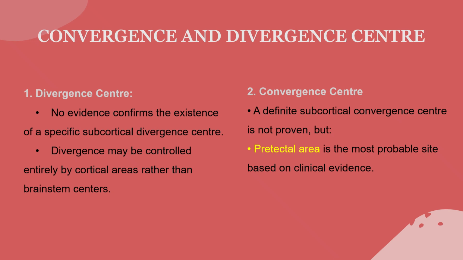Next is convergence and divergence center. There is no evidence that any center is located at the level of subcortical center. So it might be controlled by the cortical areas rather than the brainstem centers.